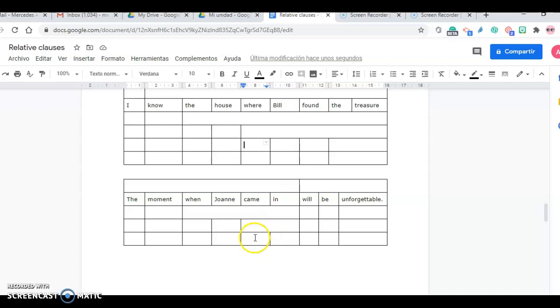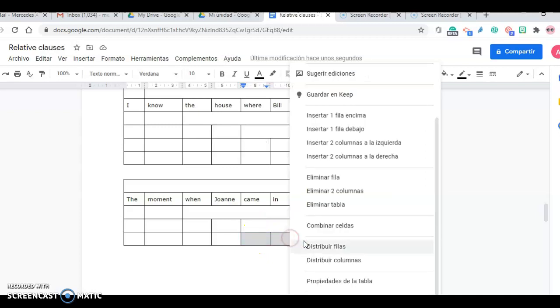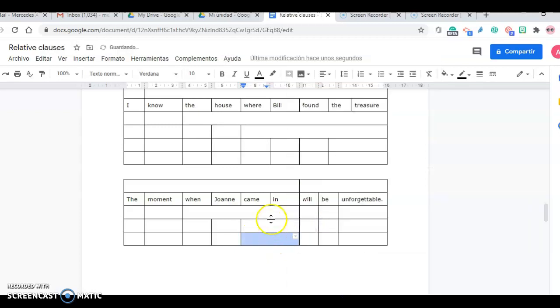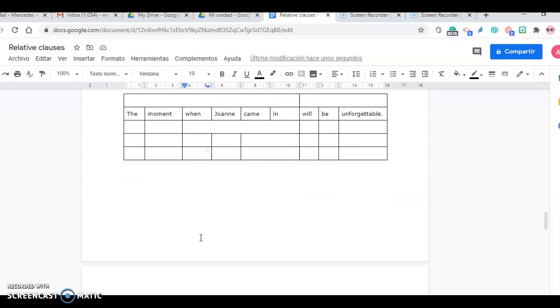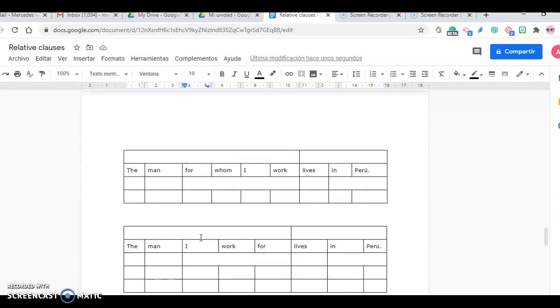Came in is, I should merge it here, came in is an intransitive phrasal verb, and when is an adverbial adjunct of time, defining relative adverb, because it is fulfilling the role of an adverb. Let's go to this one. The man for whom I work lives in Peru.